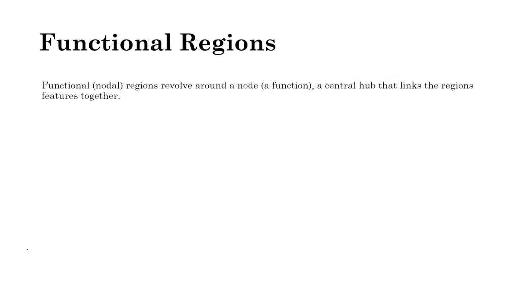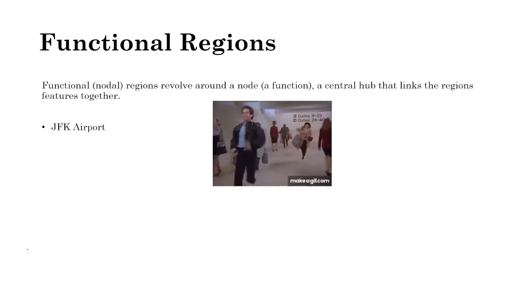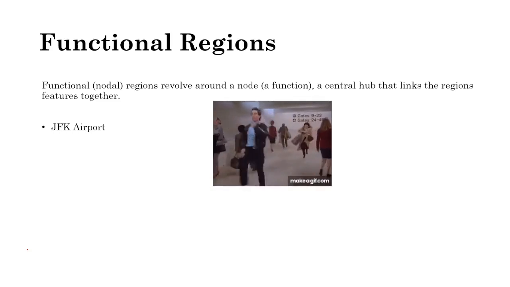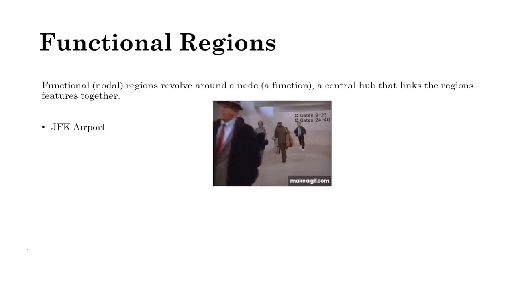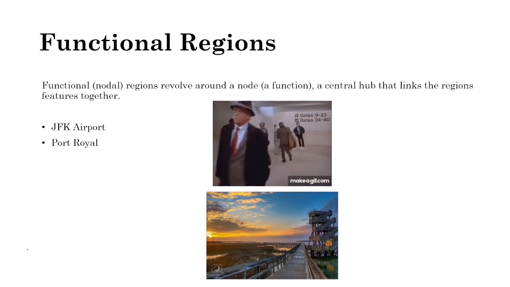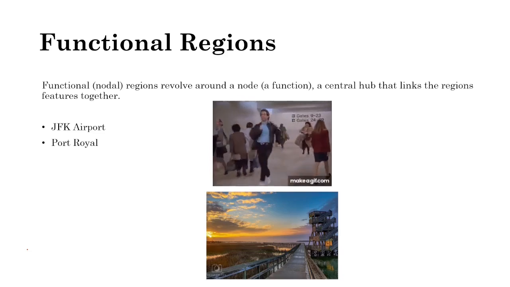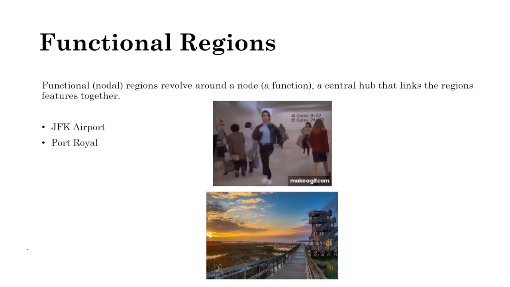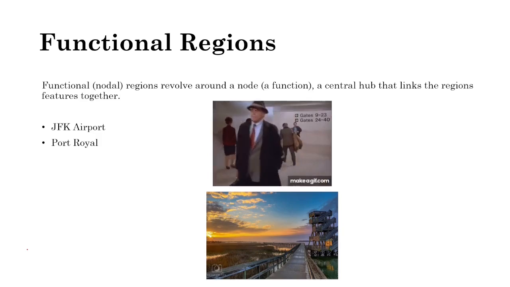And then we have functional regions. Functional regions revolve around a function, also called a node. And they are a central hub. They're not often in the middle of the region, but they link the rest of the region together. So let's look at some examples. JFK Airport. The airport is the function. The rest of the region is composed of where the airplanes fly to, where they've come back from. That is the region. Port Royal, that's a port near Hilton Head in South Carolina. The port is the function, where the ships go and which ships go or where they come from. That's what links the region together.